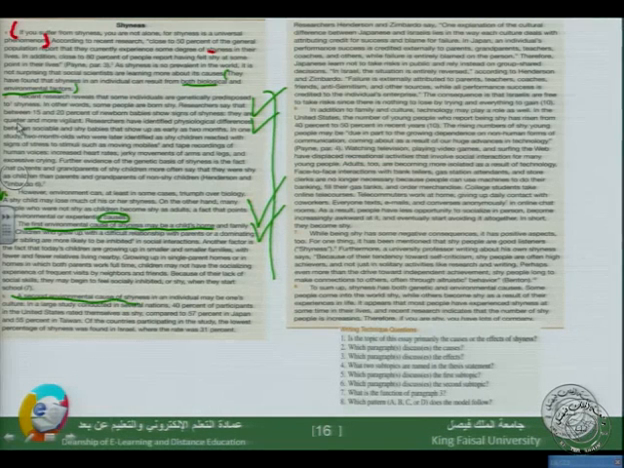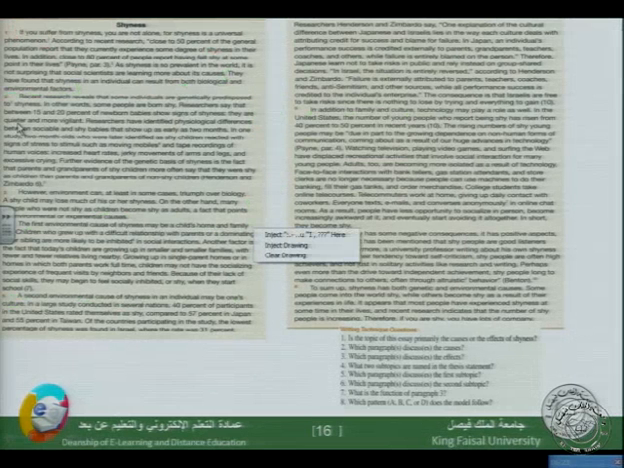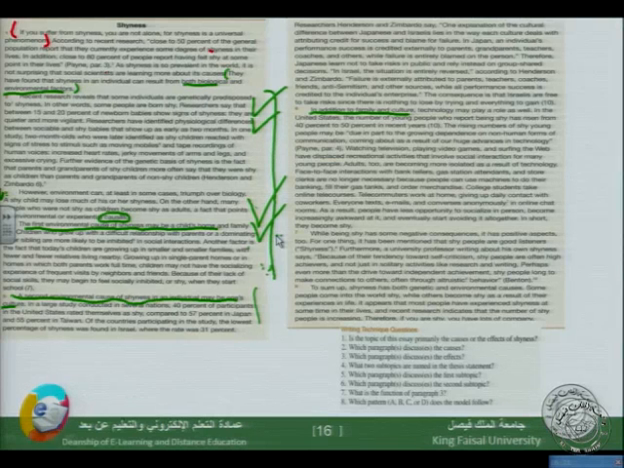A second environmental cause of shyness in an individual may be one's culture. In addition to family and culture, here we talked about the family, the first environmental cause. The second environmental cause is right here. Here we talk about the family, and then here we talk about the culture. Here we've talked about the first environmental cause, which was the family. Here the second environmental cause, which is the culture. And here is the third one.